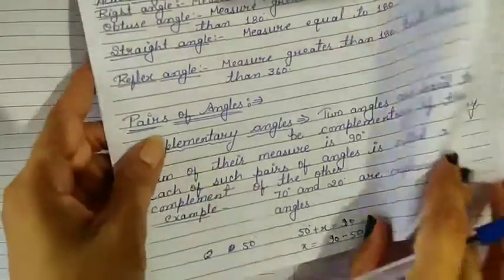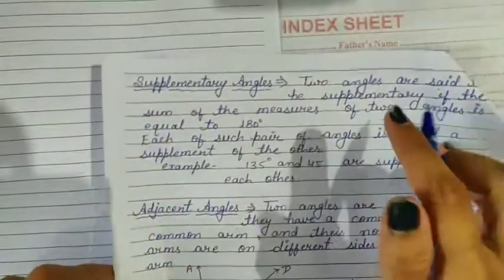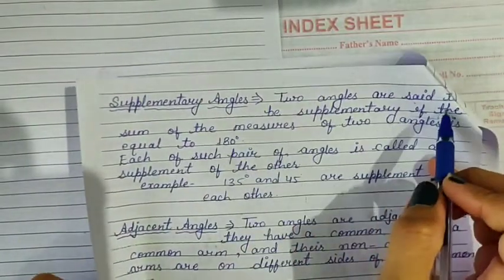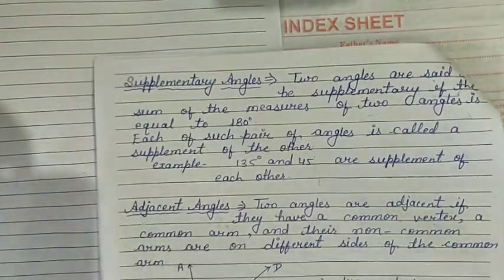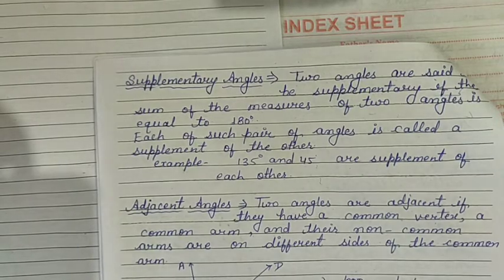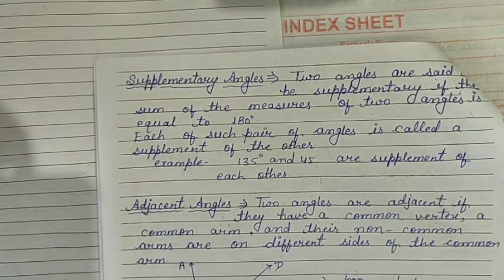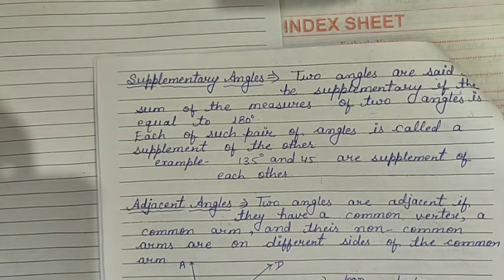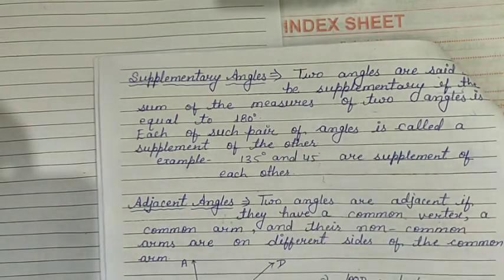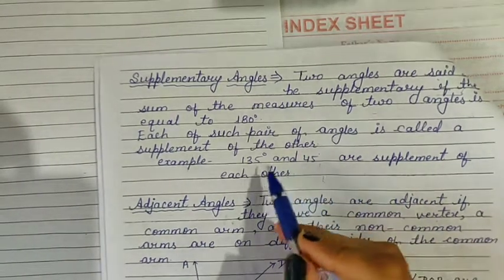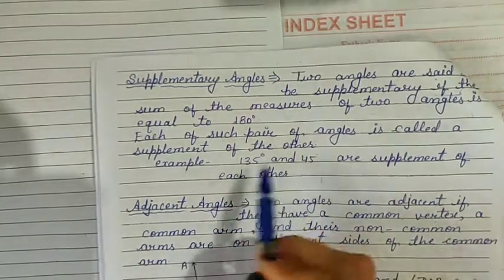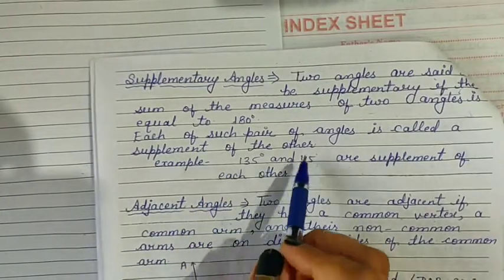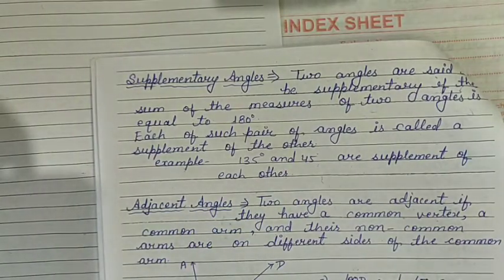Okay, now supplementary angles. Two angles are said to be supplementary if the sum of their measures is equal to 180 degree. In complementary angles, the sum of two angles must be equal to 90 degree, and in supplementary angles, the sum of two angles must be equal to 180 degree. Each of such pair of angles is called a supplement of the other. For example, 135 degree and 45 degree are supplements of each other because their sum is equal to 180 degree. 135 plus 45 degree is equal to 180 degree.